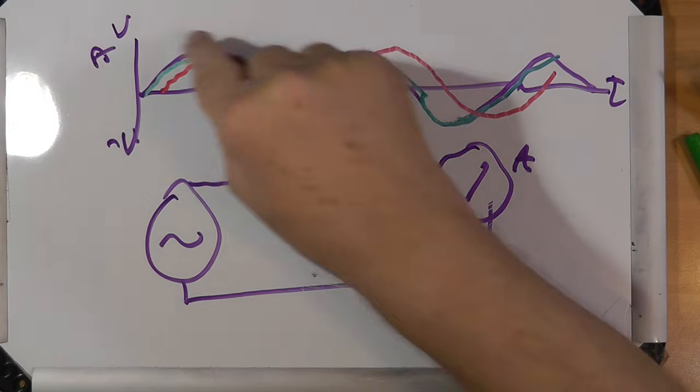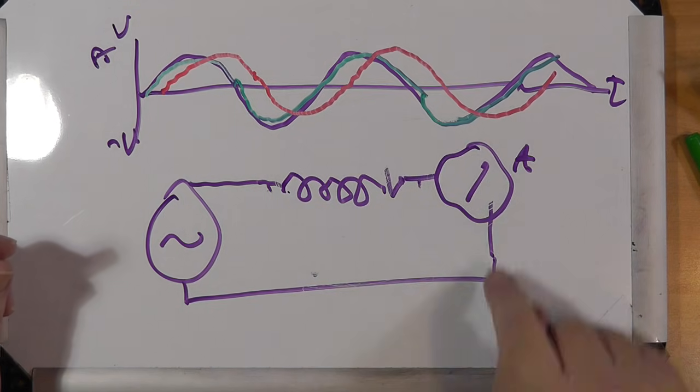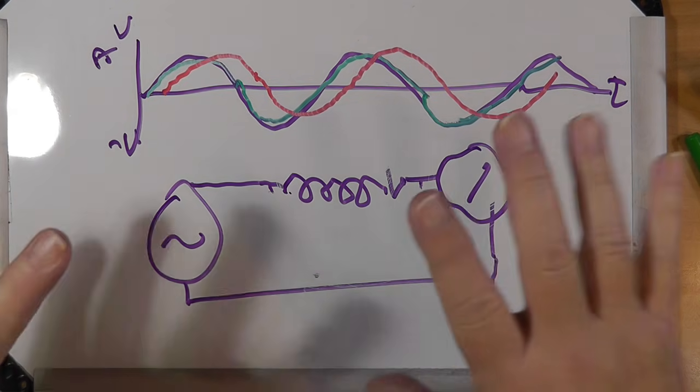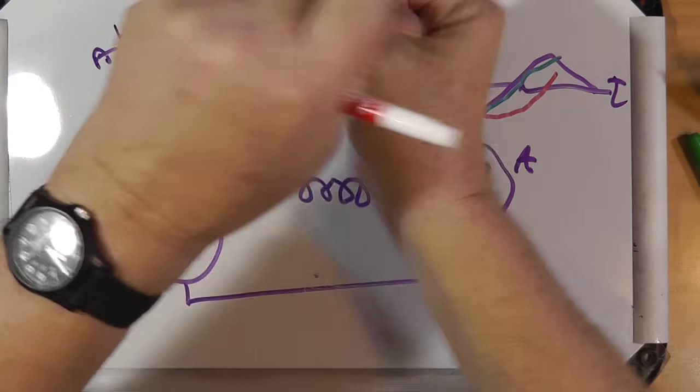Current lags. This is called reactive current, and it lags behind the applied voltage. Why? Because this is trying to keep current going. As that magnetic field collapses in order to be reverse polarized and go the other way, it takes a while to do that. There's a time constant associated with these reactive types of things.